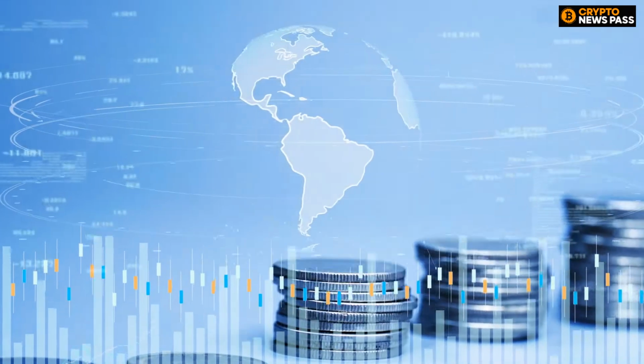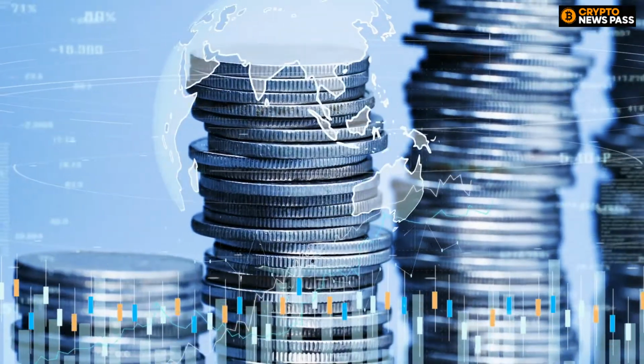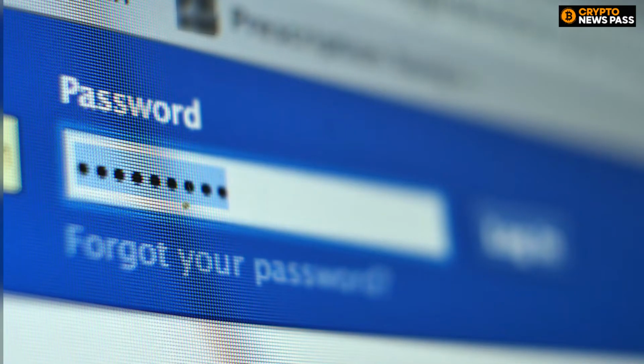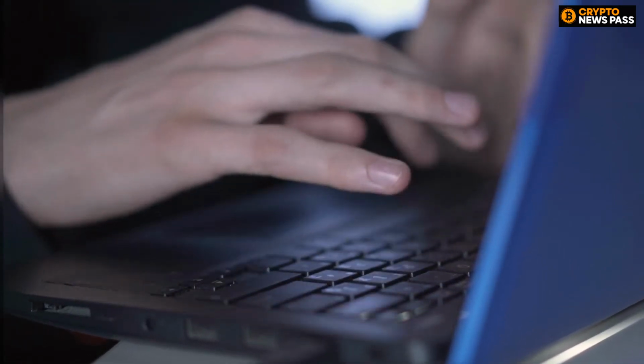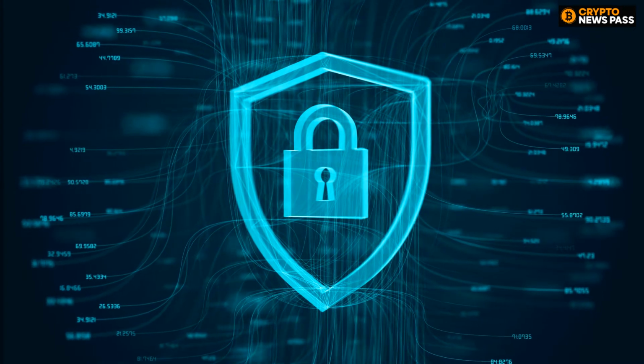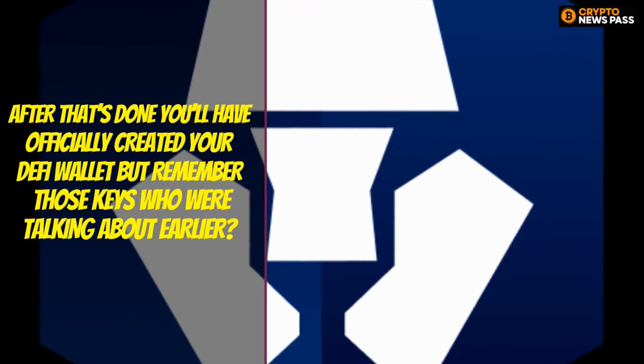As far as decentralized wallets, setting them up is a little bit different than a centralized wallet. You'll start by creating a password, and from that point the software will create a random seed phrase that you will have to write down twice and keep in a very safe location where no one can find it. After that's done, you'll have officially created your DeFi wallet.